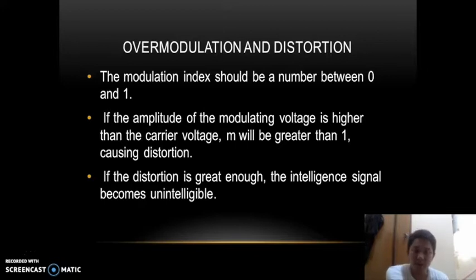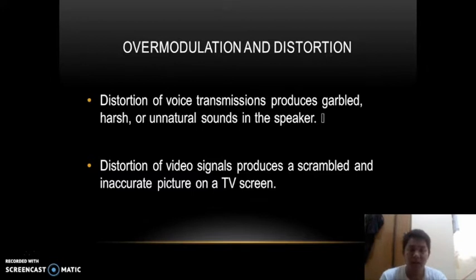If the distortion is great enough, the intelligible signal will become unintelligible. The distortion of voice transmissions produces garbled, harsh, or unnatural sounds in the speaker. Distortion of a signal produces a scrambled and inaccurate picture on a TV signal.